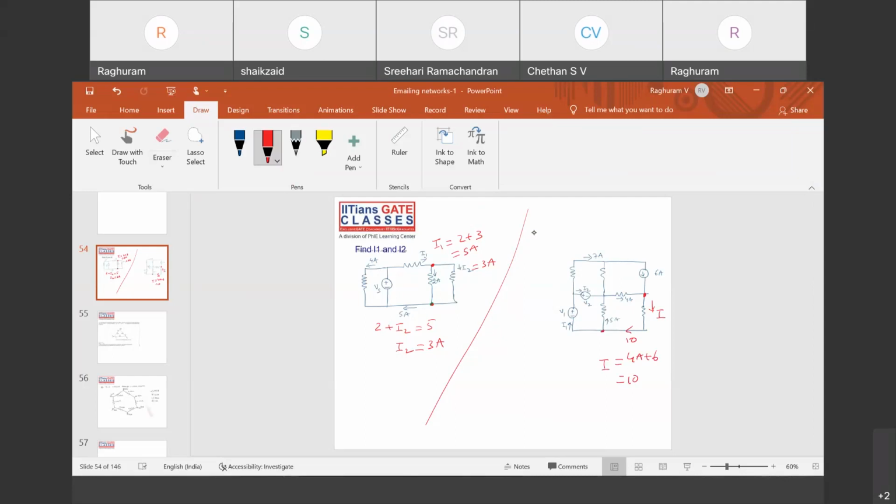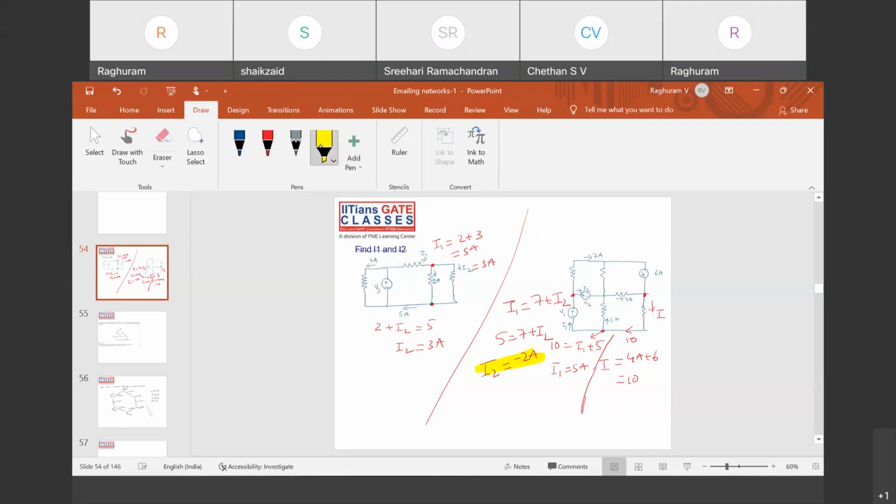Again, if I take the node here, what are the incoming currents? Only 10. At this node, 10 is equal to the leaving currents, I1 plus 5. So I1 is equal to 5 amperes. Right? Similarly, coming to this node, what are the incoming currents? I1 is equal to 7 plus I2. Outgoing currents, I1 is 5. 5 is equal to 7 plus I2. So I2 is equal to minus 2 amperes.